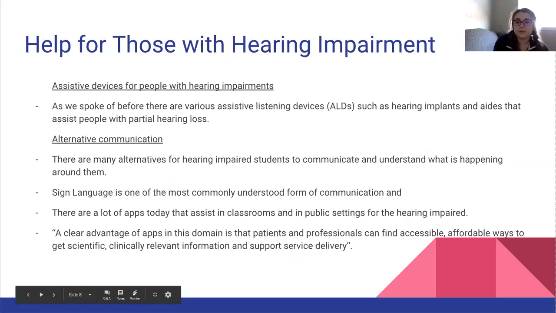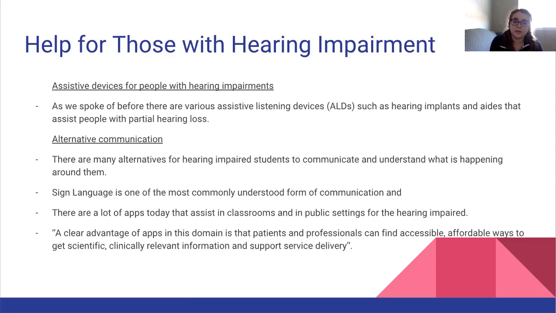Okay, so help for those with hearing impairments. There are assistive devices for people with hearing impairments, which are ones we've spoken of before, like the various assistive listening devices and hearing implants and aids that will help people with partial hearing loss. And then there's also alternative communication. There are many different alternatives for people to be able to communicate and understand what's happening around them, like sign language, which is probably the most commonly understood form of communication.